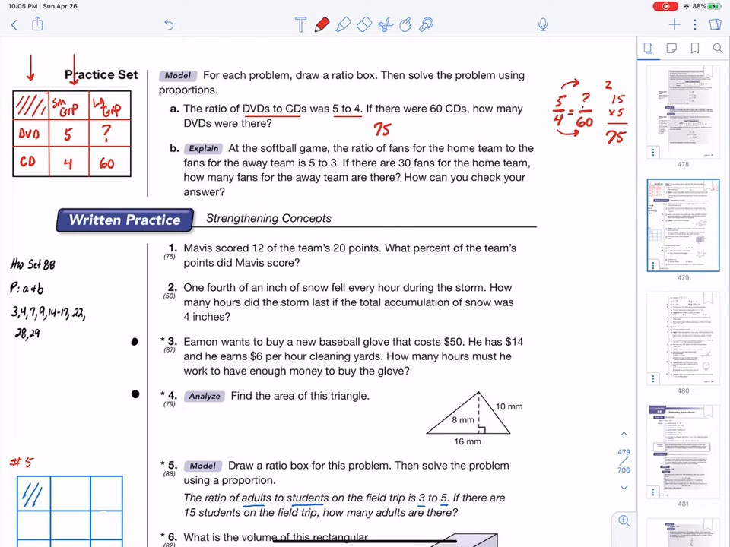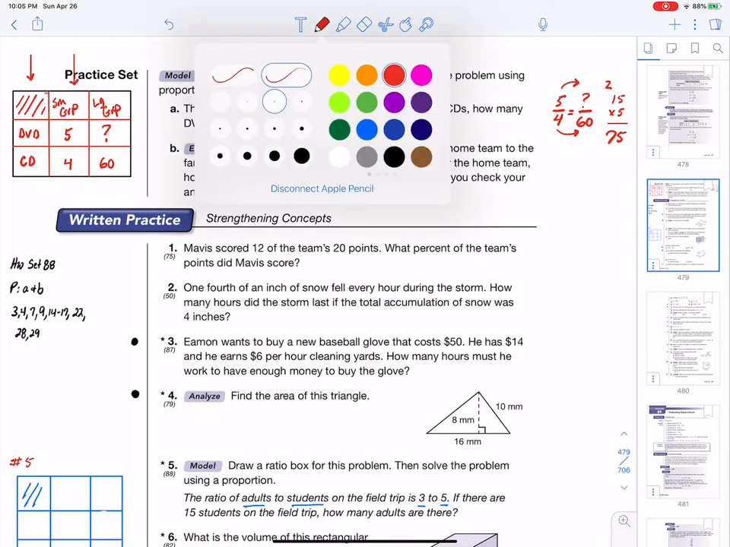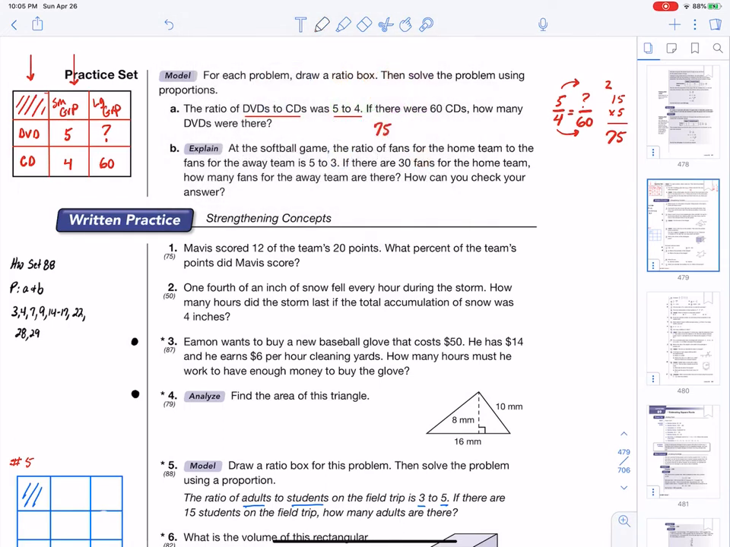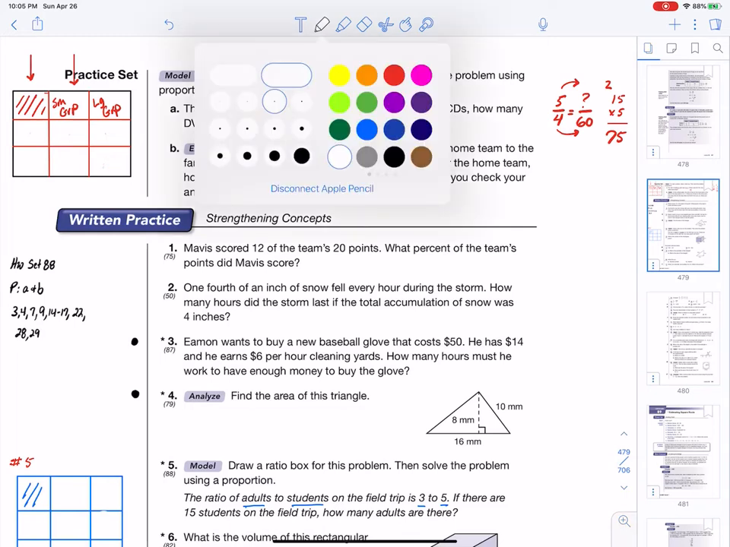Now for B, I'm going to use the same ratio box. Let me just go ahead and clear it off. I'm still going to have a small group, still going to have a large group, but my topics are going to change and my corresponding numbers are going to change. And my colors are going to change.